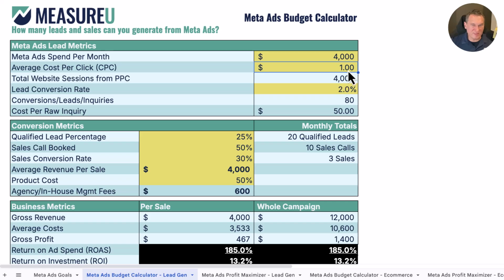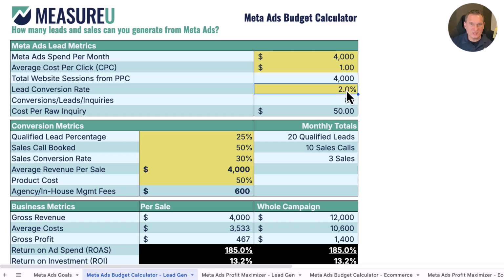A lot of it's going to be a factor of how good your creative is, how effective your overall ad strategy is, your targeting, even what countries you go after. So these are all going to be factors that you can guess at to start, but then you eventually want to consult your own data.